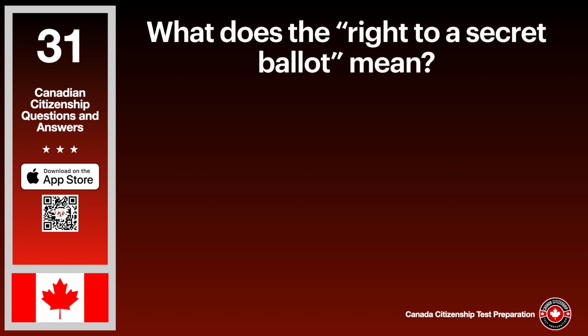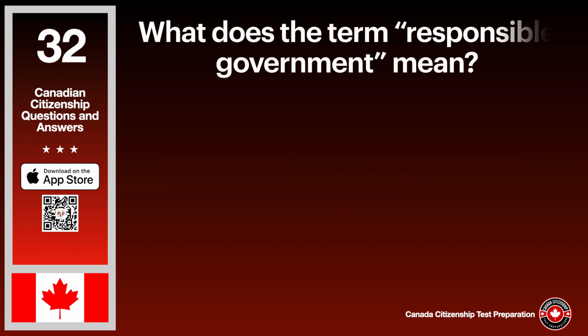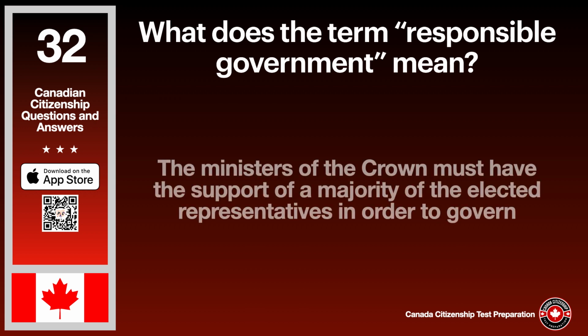What does the right to a secret ballot mean? The answer is no one can watch your vote and no one should look at how you voted. What does the term responsible government mean? The answer is the ministers of the Crown must have the support of a majority of the elected representatives in order to govern.